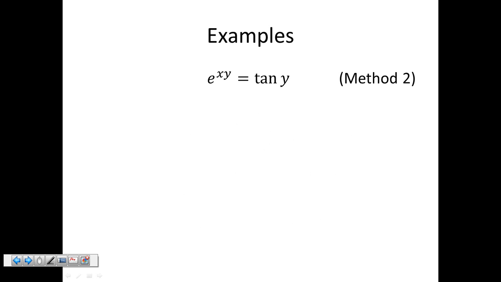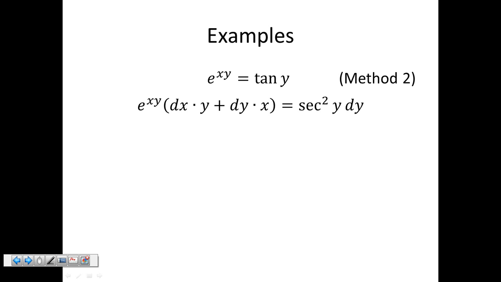Now let's take a look at method 2 with this exact same relation. Now I'm going to take the derivative not with respect to x, I'm going to take the derivative with respect to nothing. So when I take the derivative of x, it's no longer 1, it's dx. When I take the derivative of y, it's not dy over dx, it's just dy. Still have to follow my product rule when I take the derivative of that power. Still have to use my e to the variable power rule, still have to use my tangent rule.